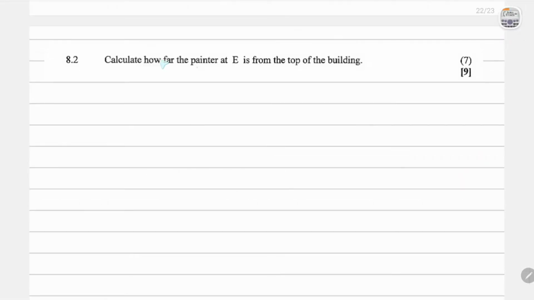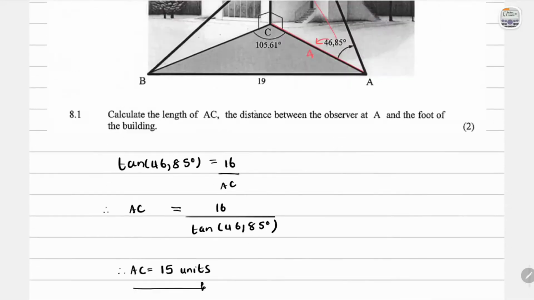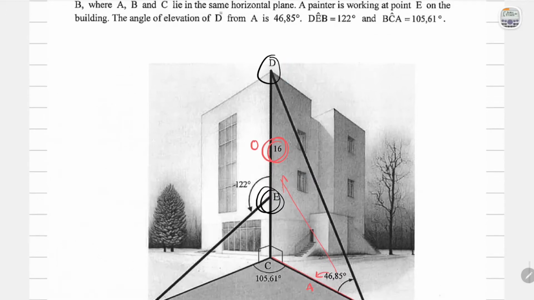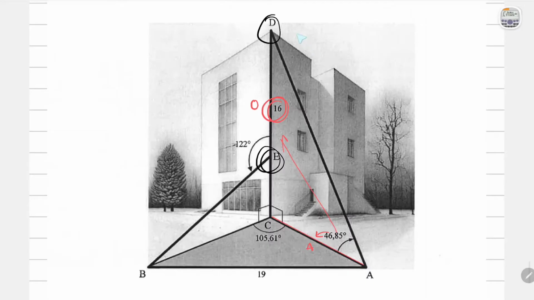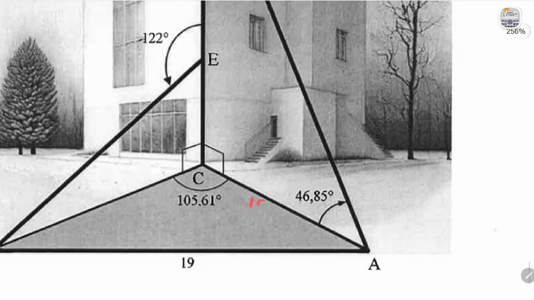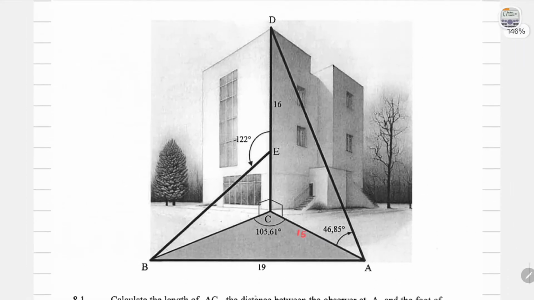Question 8.2 says, calculate how far the painter at E is from the top of the building. So how far the painter at E is from the top of the building. So that is the line ED. That's what we need to find. Okay, so knowing now that AC is 15 units, how do we find ED?